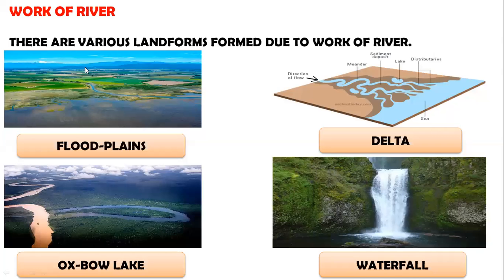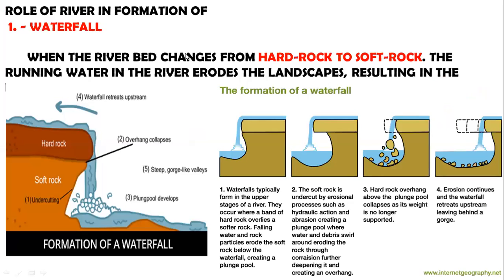Now, these are four main landforms which are formed due to work of river: floodplains, delta, oxbow lake, and waterfall. Now, we will further study all these landforms in detail, starting with waterfall.